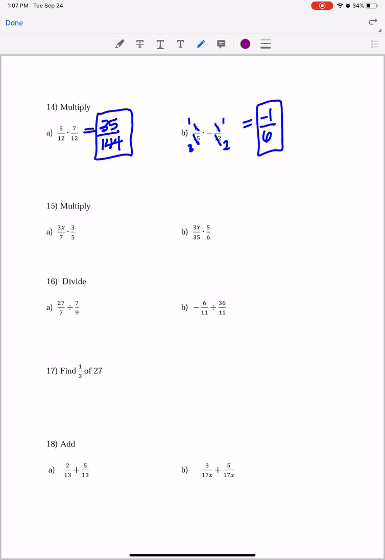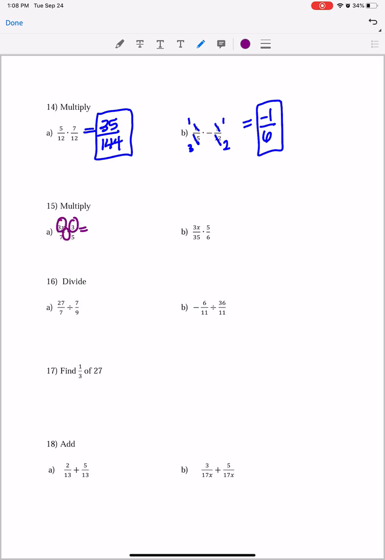Okay, so same thing here on 15. We're multiplying. I just have a variable in it, but same concept. See if you can cross-reduce. Here we got 3 and 5. Those are both prime numbers, so I can't reduce. We've got 7 and 3. Again, both prime numbers. I can't reduce. If you have at least one prime number, you can't reduce anything. So just multiply straight across.